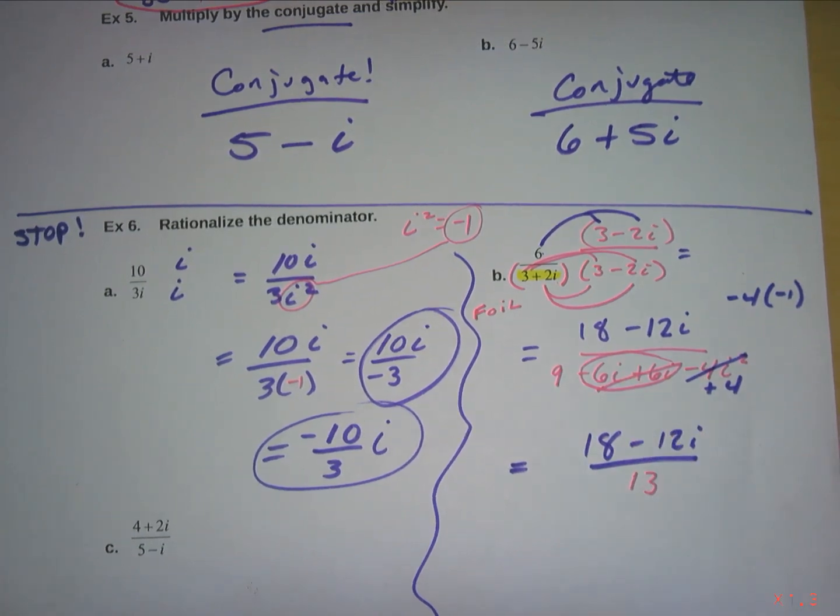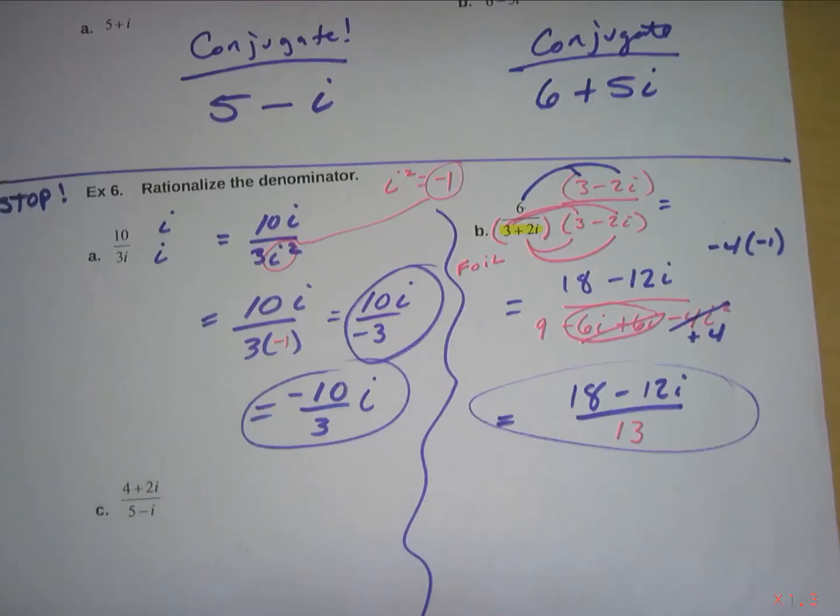Okay, again, think of an i as a square root. Math teachers freak out when there's square roots in the bottom. We're trying to make this nice and pretty. All right, so we have 18 minus 12i over 13. Now for me, I think this looks pretty. My math lab might not like this.